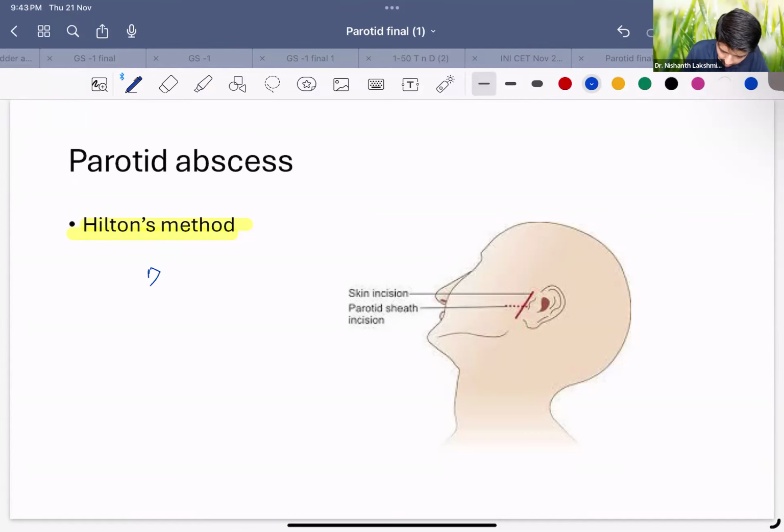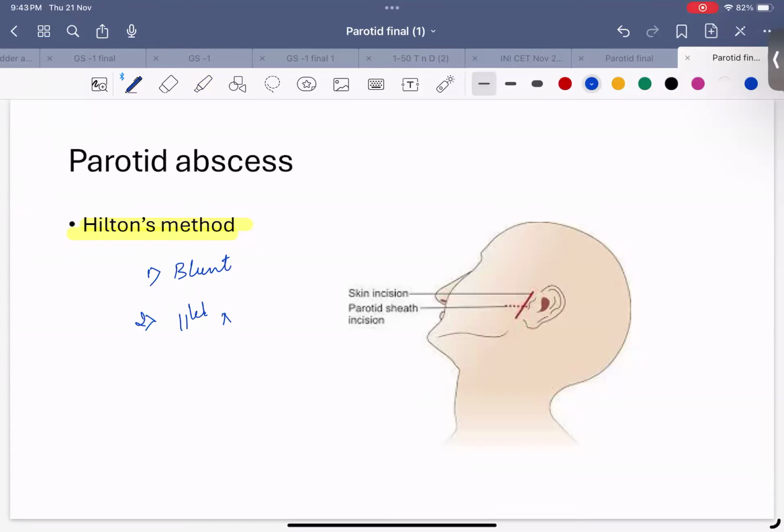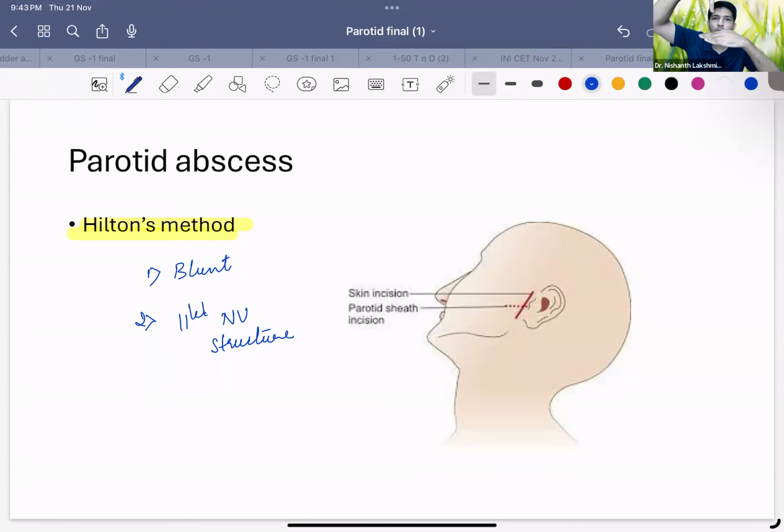Okay, two things. One, use a blunt instrument. Second is dissection should be parallel to the underlying neurovascular structures. So in short, if there is a nerve like this, you should go in parallel. Don't go perpendicular to it and open because you might splay the nerve or cut the vessel or damage the vessel. Instead, if you are along the nerve, the chance of injuring it is much lesser.